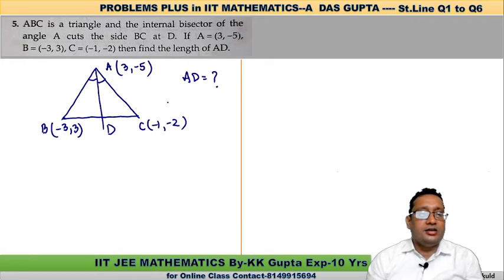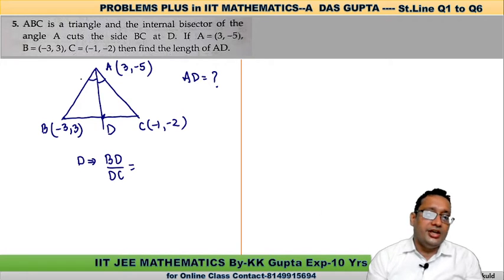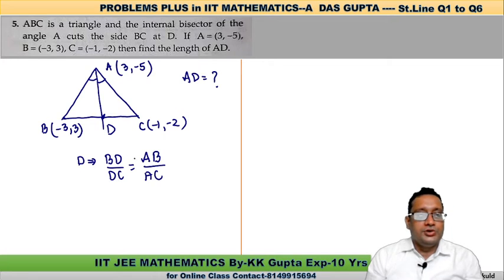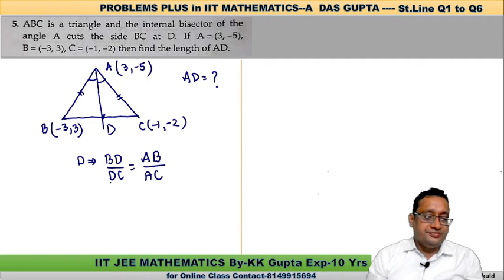As we know, the internal angle bisector of A intersects BC at D, so D divides the line joining B and C in the ratio BD upon DC is equal to AB upon AC. This is AB and this is AC, and D divides internally.